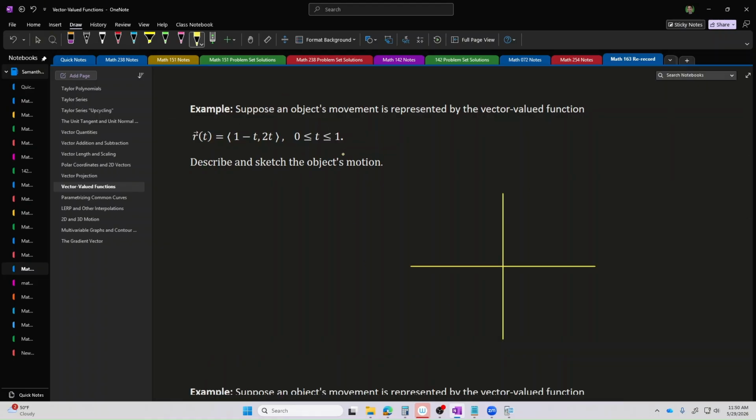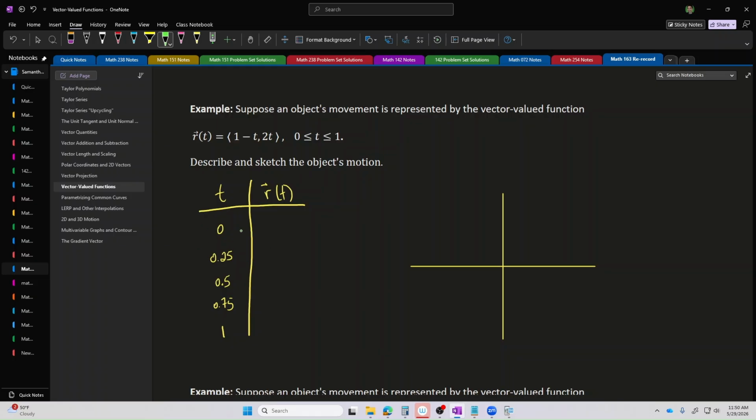I'm going to create a little table with several t values from my domain. So I'm dealing with t values that are between 0 and 1 in this problem. So I'll throw down some values of t like 0, 0.25, 0.5, 0.75, and 1. I'll plug all of those into my vector valued function to figure out the location to which the function is pointing at each of these given moments in time.